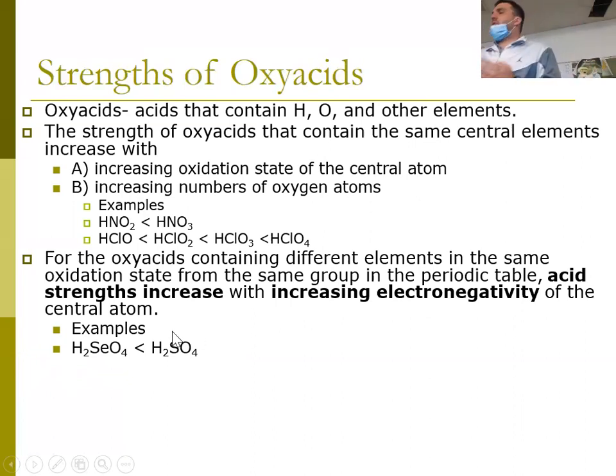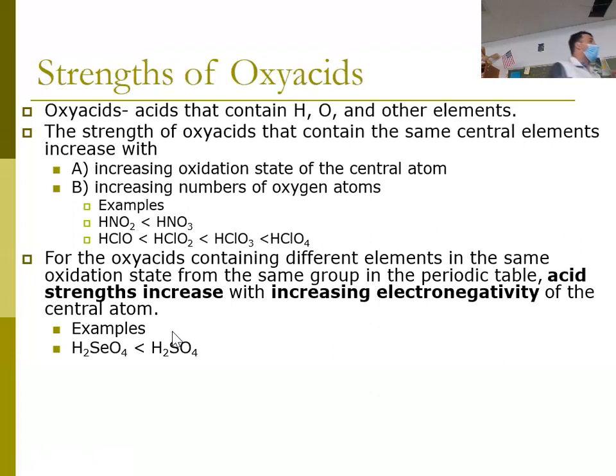I don't necessarily say these are the best examples, because we know sulfuric acid is a strong acid. So you could say, H2TeO4 and H2SeO4: you would look and see that Te has an electronegativity of 2.1, and Se has an electronegativity of 2.55.